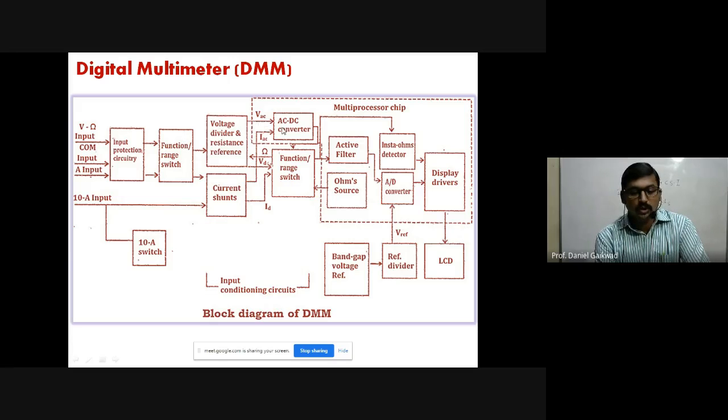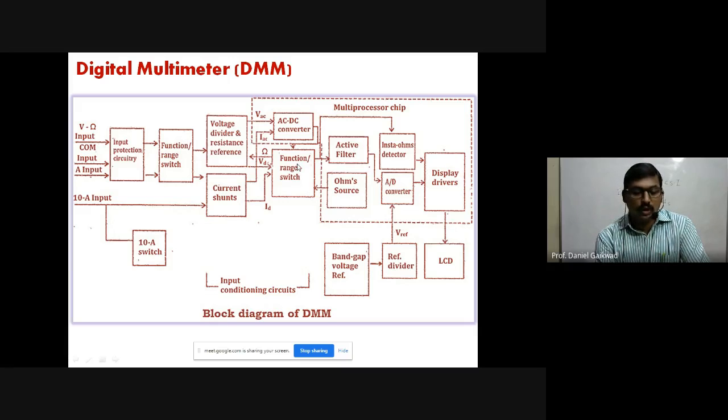So for VAC, it is directly connected to the AC to DC converter. If it is DC voltage, then it goes directly to the function or range switch. With the help of that, it will go towards the active filter, and with the help of the active filter circuit, it will filter the signal, and that will be connected to the analog to digital converter here.